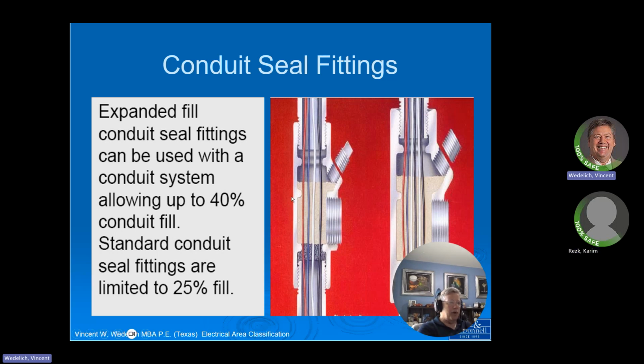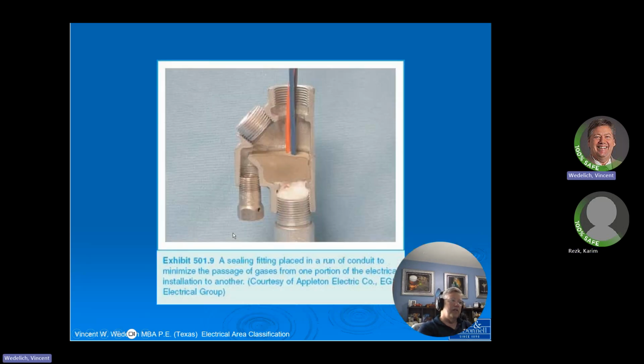And so the problem is usually they have 40% fill in the conduit, right? They put enough individual conductors in there to meet the 40% fill. But the standard seal is only rated for 25% fill. And a lot of people don't know that, so they'll buy a standard seal and then put a 40% fill of material in there and then it fails, right?